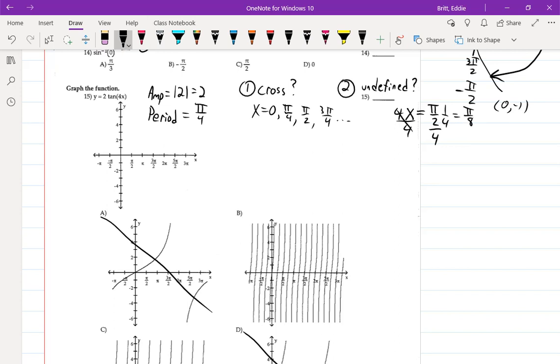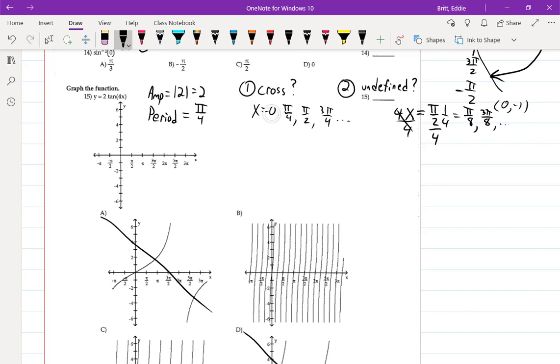So that's where the vertical asymptote is going to be, pi over 8. And then if you add pi over 4 to that or subtract pi over 4 from that, you'll get other places. So that's going to be pi over 8, 3 pi over 8, and so on and so forth.